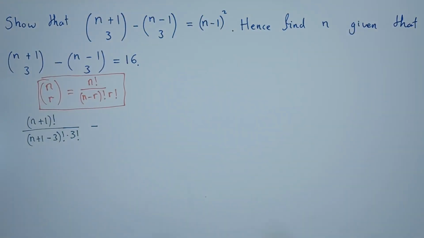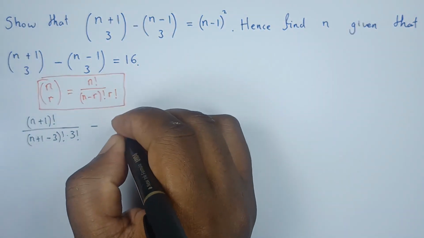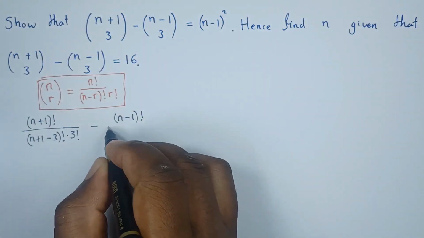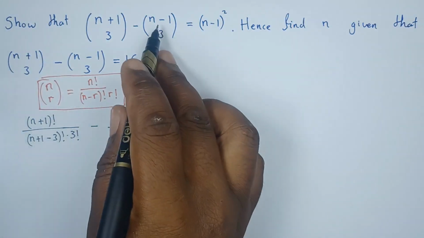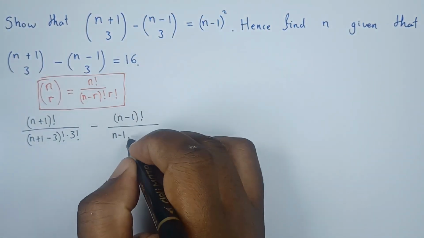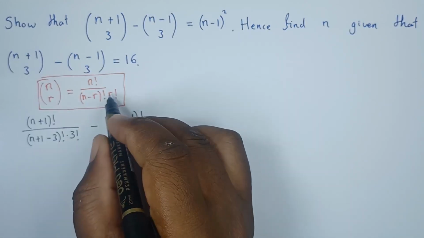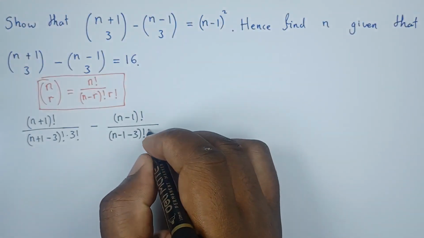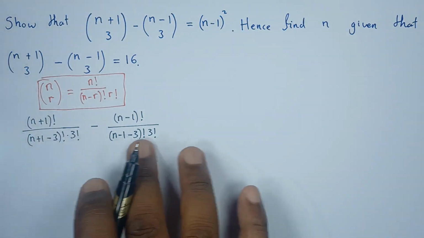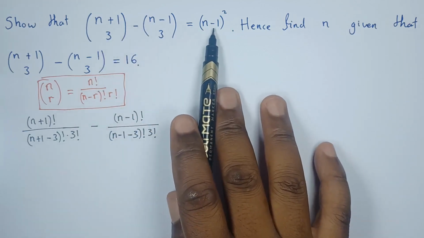For this one, our n is n minus 1. So using this formula, we'll have (n minus 1) factorial over (n minus r) factorial, where n is n minus 1, so that is n minus 1 minus r. Our r is 3, factorial, r factorial, our r is 3. So this expression is just a breakdown of these two combinations, and we have to make sure that it's equal to this.